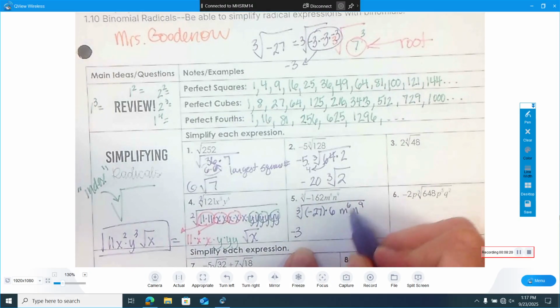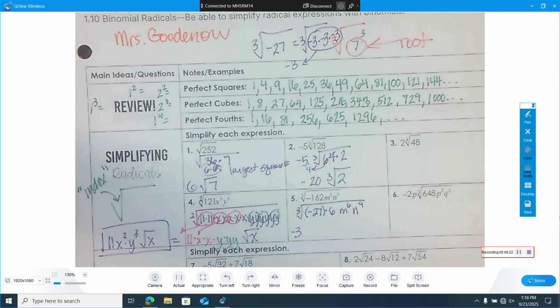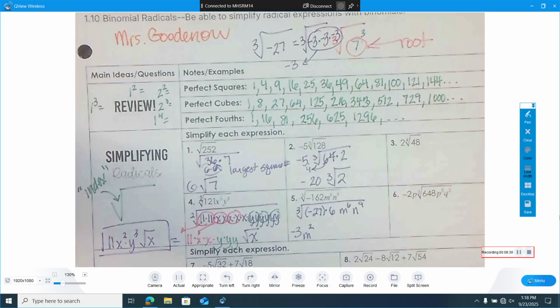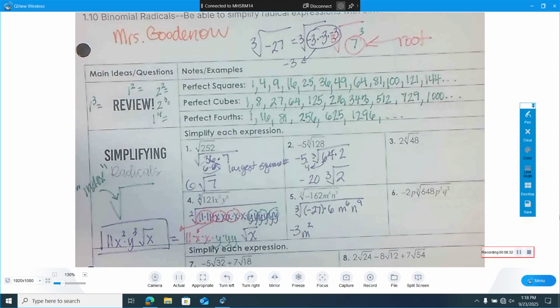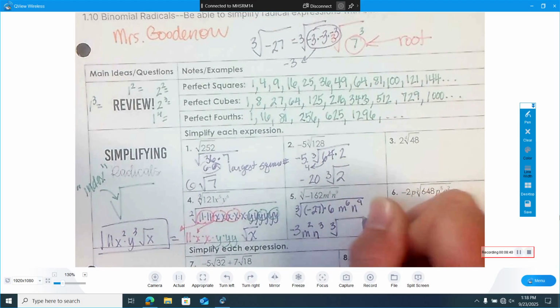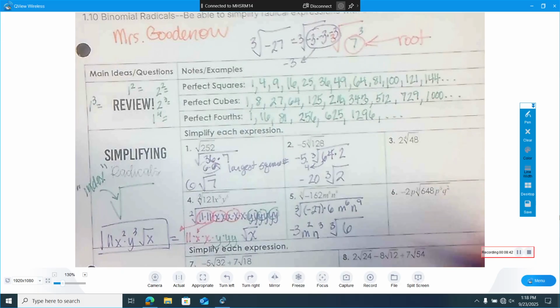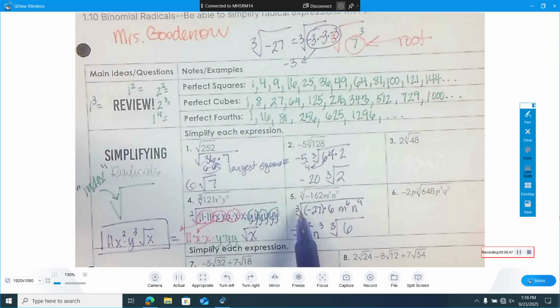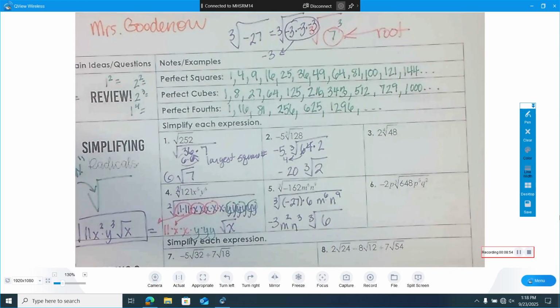The 6 is saying, I have m to the 6th. Imagine that all written out. How many of the m's get to escape? M squared gets to come out. And I have a bunch of n's all written out. How many get to escape? 3 of them. N cubed gets to escape. And what's left under my cube root? Just a 6. Again, imagine writing them all out, and a group of 3 is trying to escape. 1 gets to escape. All right, are you good with that?